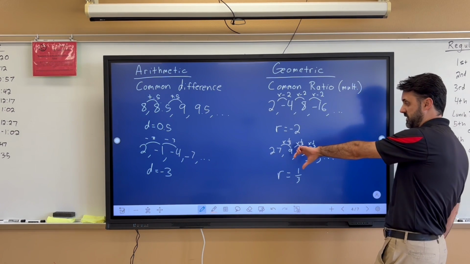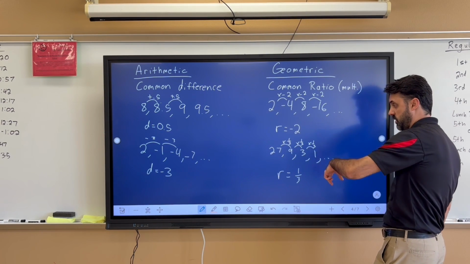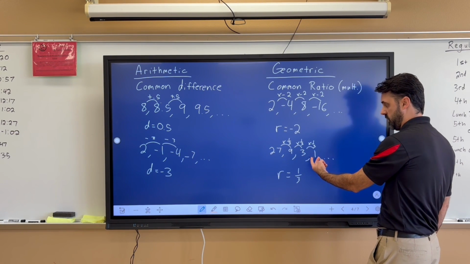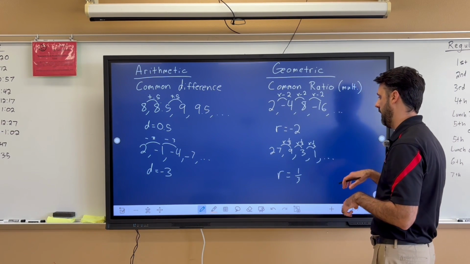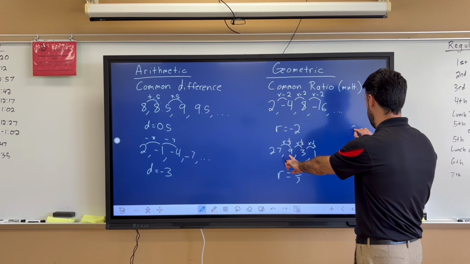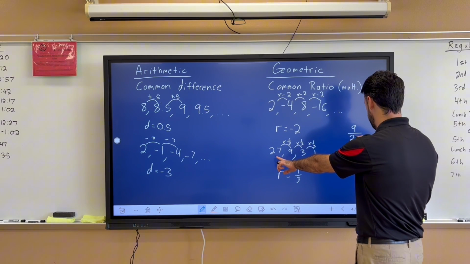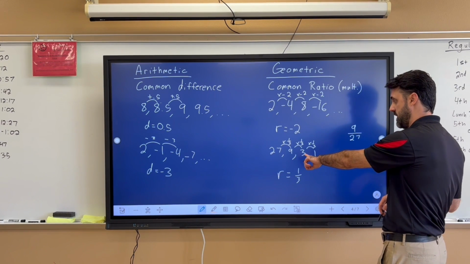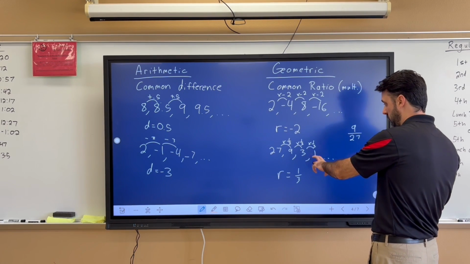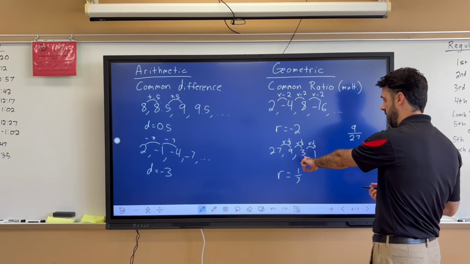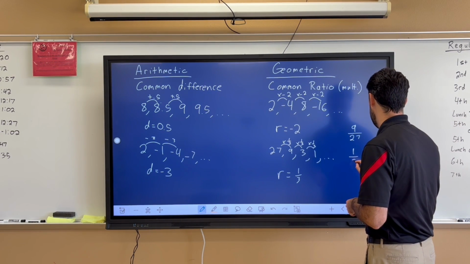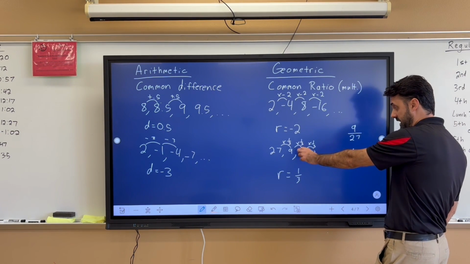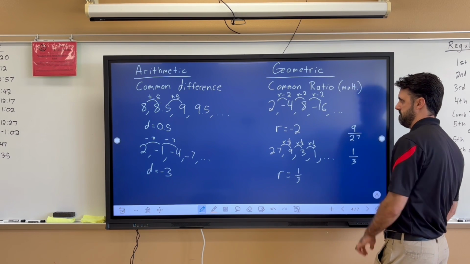If you ever have a difficult time seeing what the ratio is, you can just divide consecutive terms. It doesn't matter which two. So you could divide the second term by the first term. And if we were to divide both those by 9, we would get 1/3. Or you could divide the third by the second. Or the easiest one would be to divide the fourth term by the third term. Right? If you divide the fourth by the third, that is our ratio, right? We're just dividing 1 by 3.